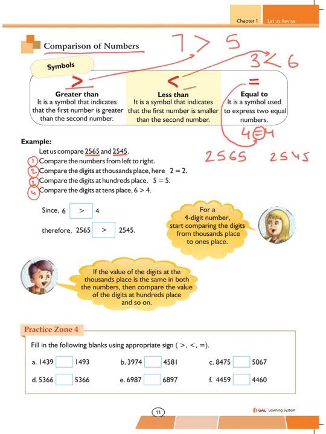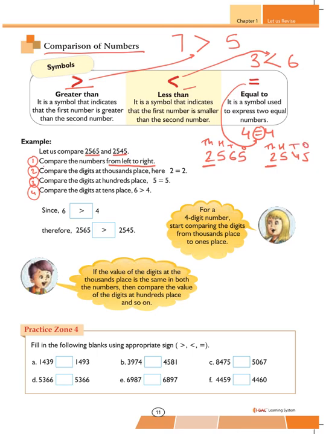So what will we do? We will start with the extreme left. This is the left side of the number. We will check: is this number greater than this number, or smaller than this number, or equal to this number? So the first step is to compare the numbers from left to right. You start comparing from this 2, then 5, then 6. We don't compare from the right side, 5, 4, 5. We start from the left, from left to right. This is the thousands place, hundreds, tens and ones.